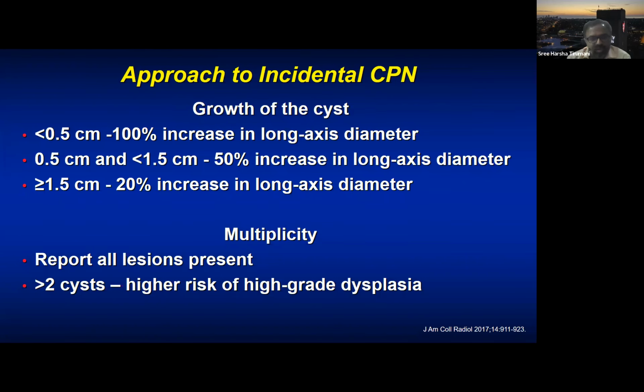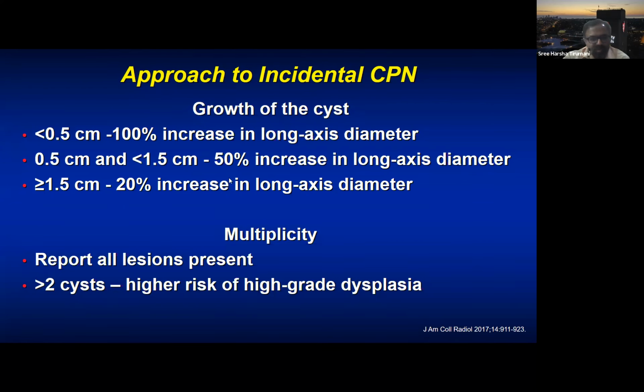So again, the presence of growth has different definitions based on the initial size of the cyst. So if a cyst to begin with is less than 5 millimeters, it has to almost double in size to say it is growing. In contrast, a cyst which is between 5 to 15 millimeter, even if it increases by 50%, it's considered to be growing. Whereas for cysts which are more than 15 millimeter, even a 20% increase in size is considered to be growing.